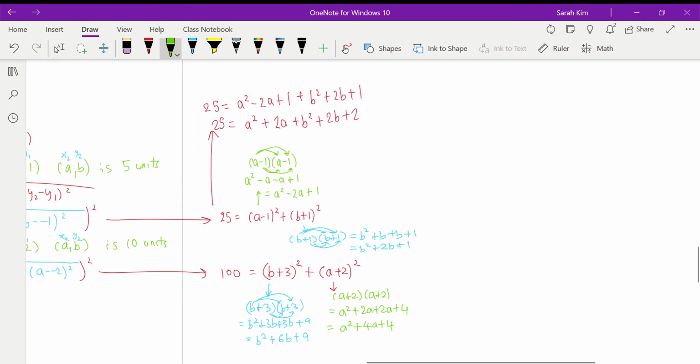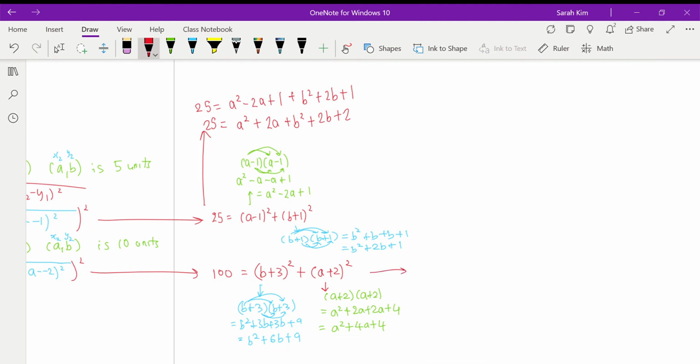Alright, let's try this one. That one will be 100 equals b squared plus 6b plus 9 plus a squared plus 4a plus 4. If I simplify that, b squared plus 6b plus a squared plus 4a plus 9 plus 4, which is 13. So that equals 100. Now I need to solve this somehow.